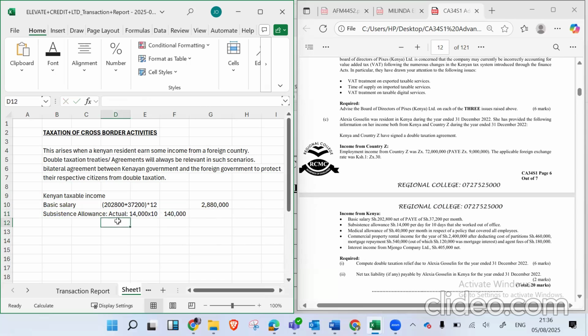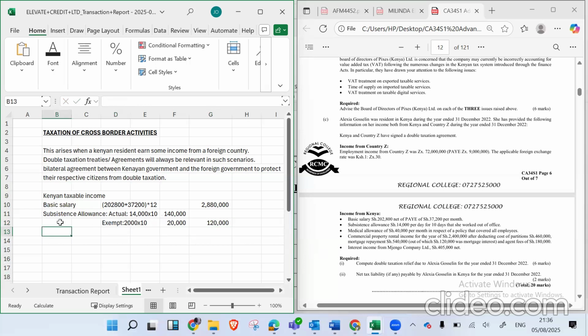Then we have exempt. So to exempt 2,000 per day, so times 10. So 2,000 times 10, that is 20,000. So we tax the difference, and the difference is 120,000.